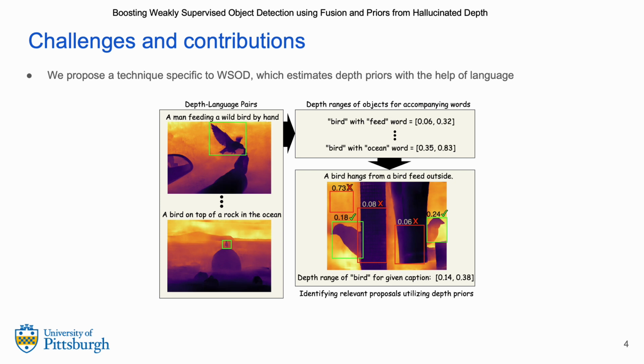We explore the relationship between depth and language to propose a specific technique to weakly-supervised object detection. We analyze the characteristics of the objects in terms of depth and the image's context through language to perceive the depth of an object in a specific image.